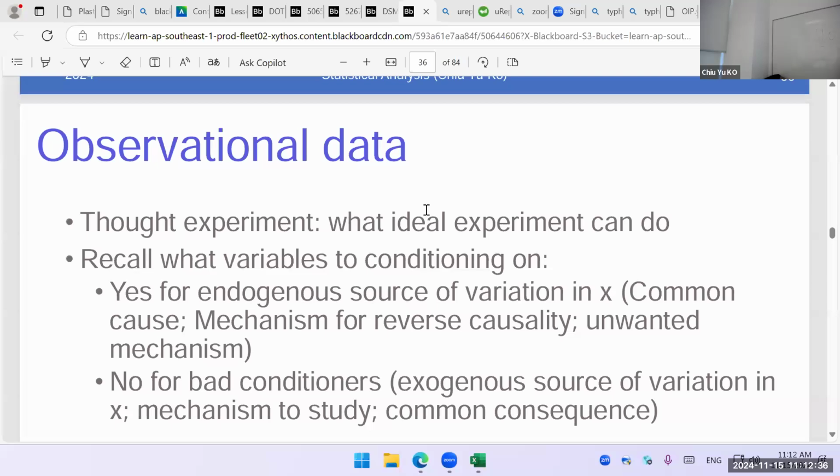This is what you should condition on and what you shouldn't. You have to control for it if there is an endogenous variation. For an exogenous one, you don't control it. Just remember the graph: three yes, three no.